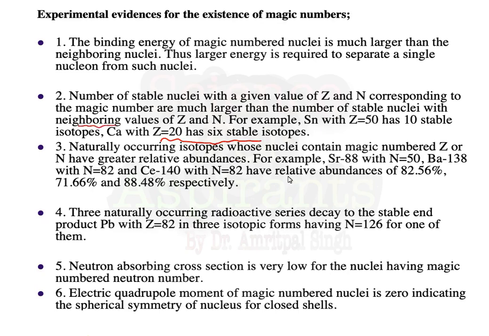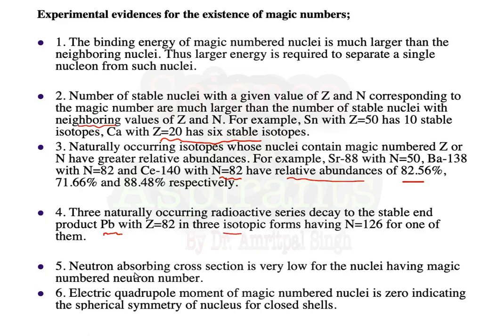They have a larger abundance. For the neutron number 82, the relative abundance is 82% as compared to the neighboring nuclei. Magic number nuclei like lead have a very high number of isotopes. The isotopes and isotones, of protons and neutrons, are very high in number.